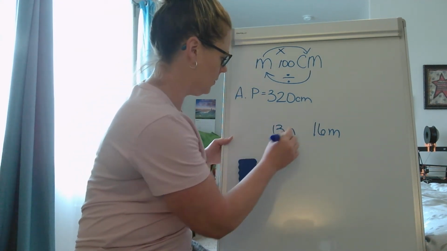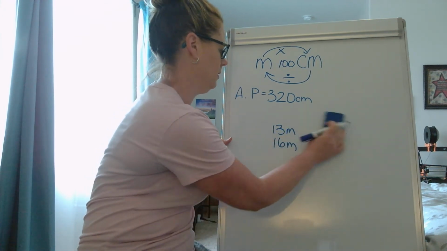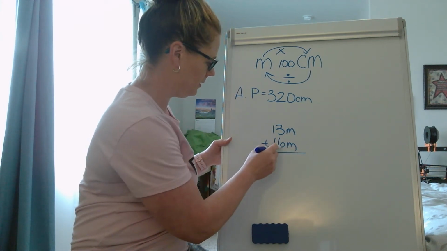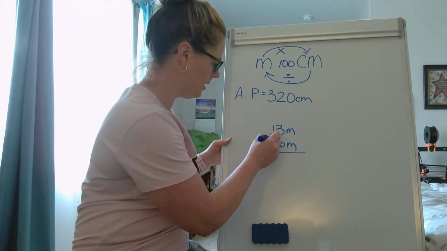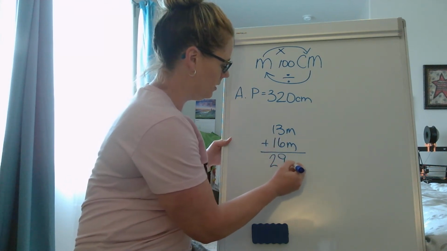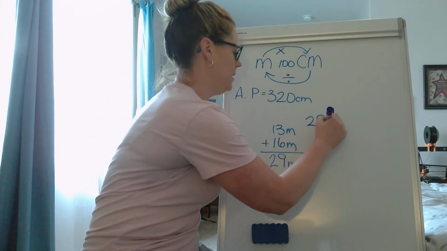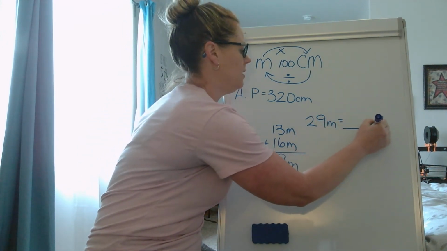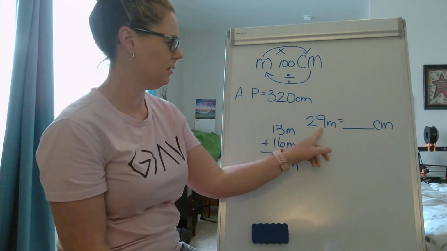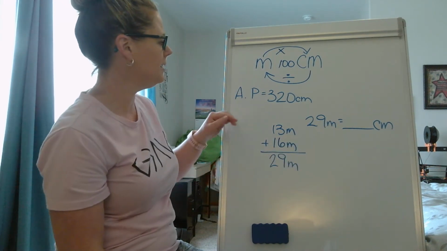Okay, so we're going to add these two up to give us a total of ribbon that she has. 6, 7, 8, 9. 1 plus 1 is 2. So she has 29 meters, and she needs to know how many centimeters that is. Okay, so she has 29 meters, and she needs to know how many centimeters.